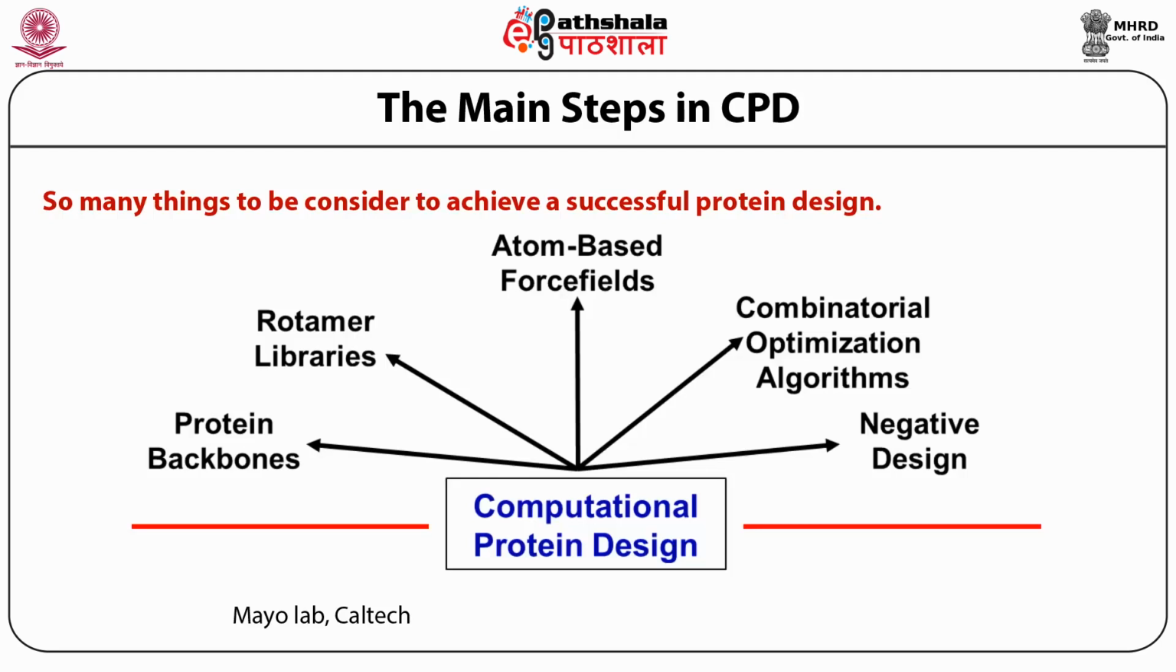So you need to have a good rotamer library, and atom-based force fields, which you include in the computational program to calculate the energy functions, and the computational optimization algorithms, which are very important. There are different kinds of protein design programs like Orbit, Rosetta, and others. And the final thing is negative design. What is negative design?